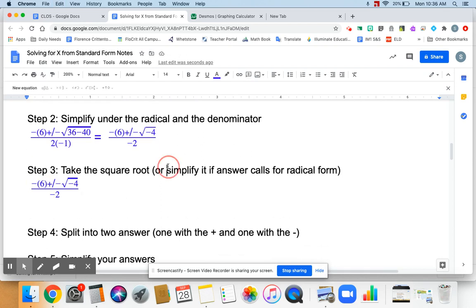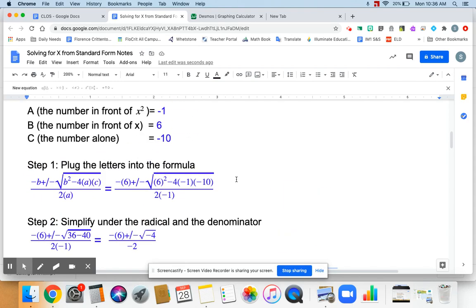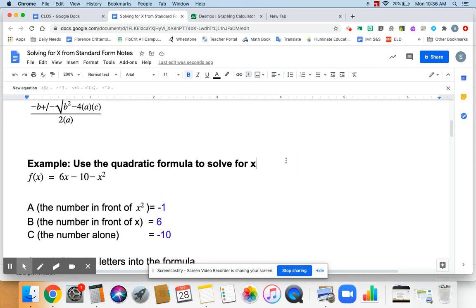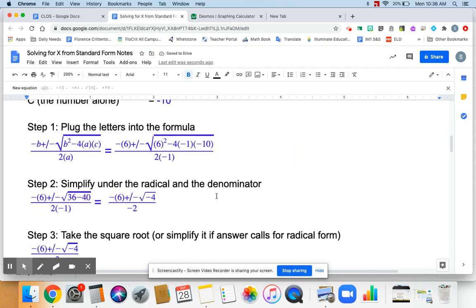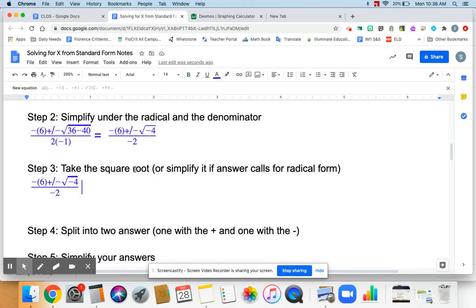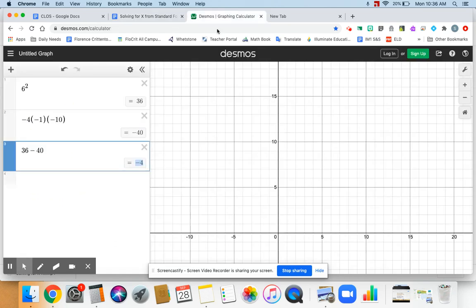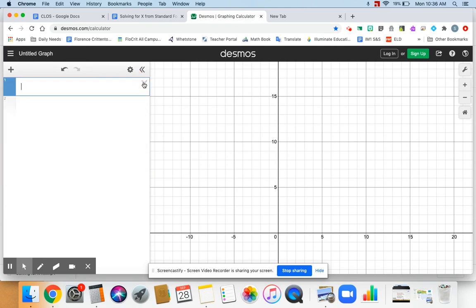Or you're going to just simplify it if the answer calls for radical form. So if the question at the beginning said leave your answer in radical form, then you would just simplify it. But it doesn't say that. So we're just going to take the square root. So if I come in here into Desmos, I try to take the square root of negative 4, it tells me it's undefined. Why is it undefined?